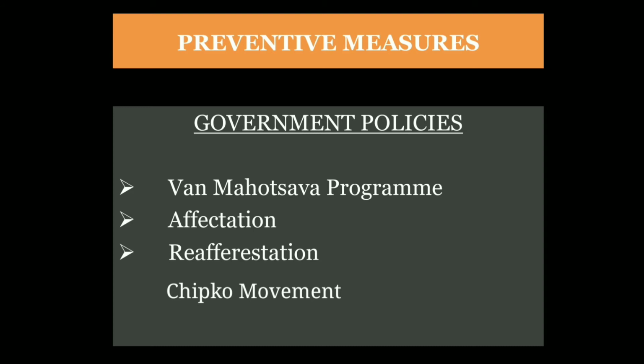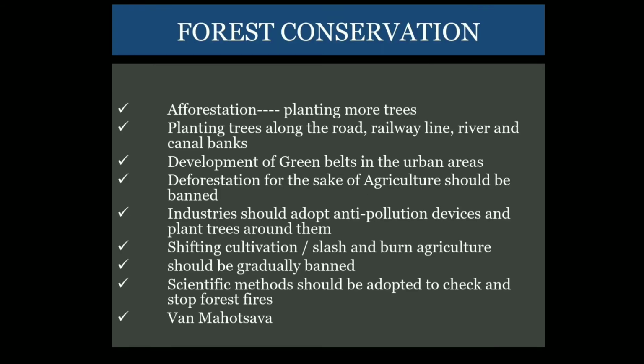The Chipko movement of 1974 is one of the most important examples. In this, the trees were protected by the women of Reni in North India, who rescued the trees at the cost of their own lives. This is a living example of general public awareness which has become a widespread movement in the country and is a commendable process to conserve trees.